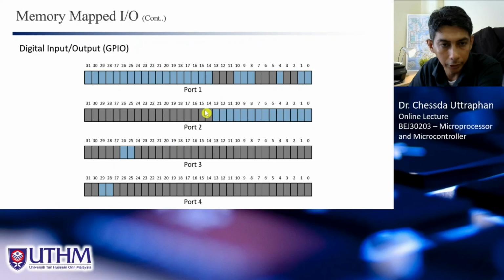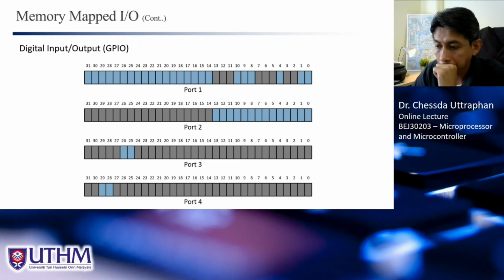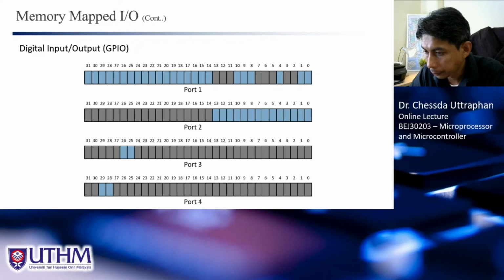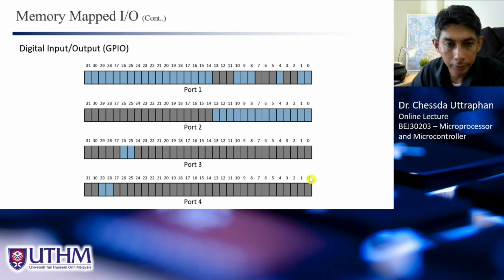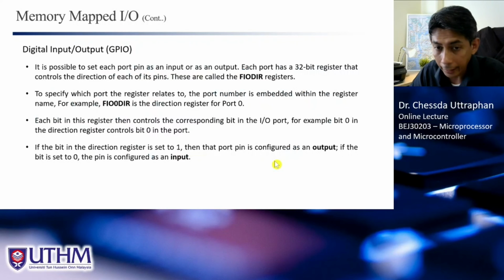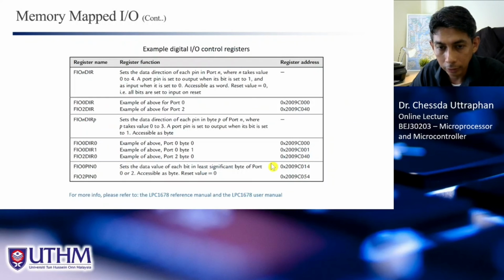Port 2 byte number 3. Where is byte number 3? Should be here. And this is not used actually. Okay, so that is how we access the port, using the addresses in our memory.